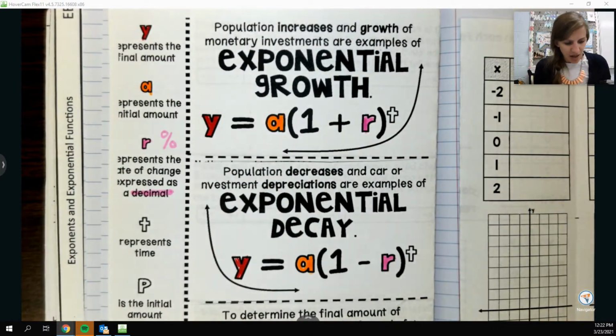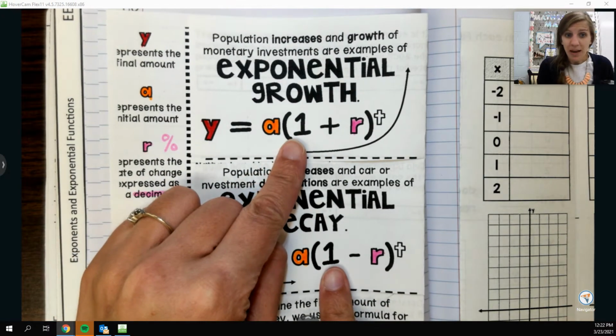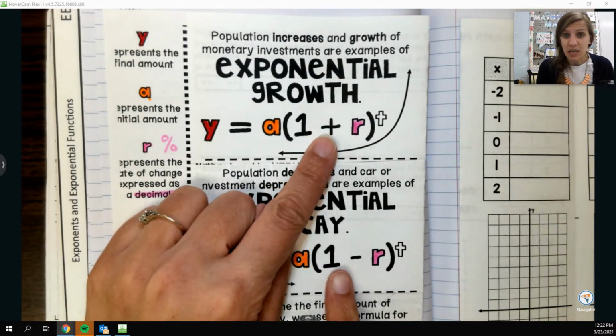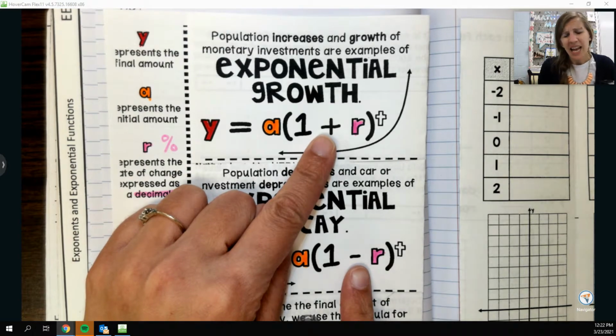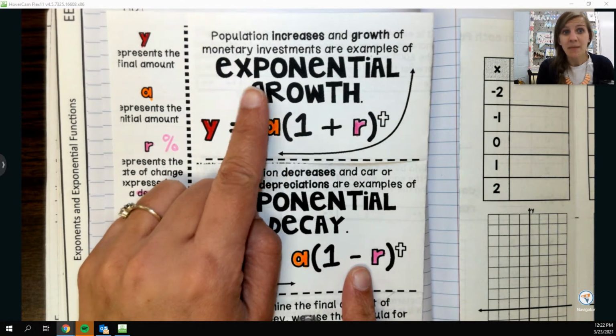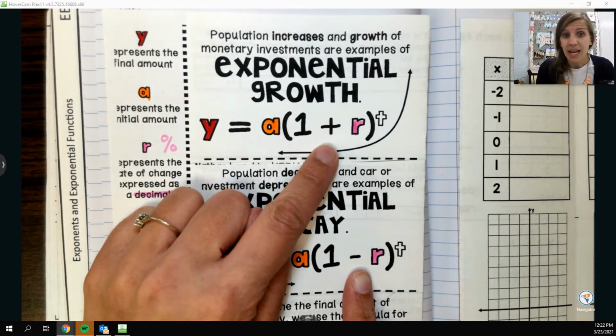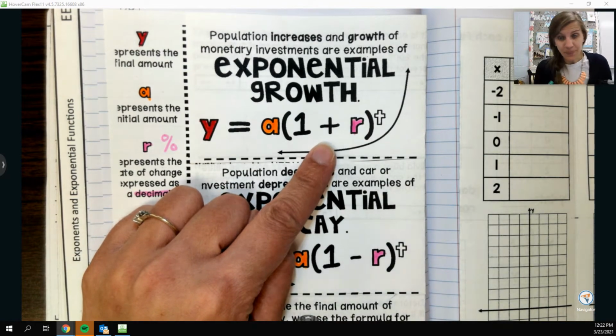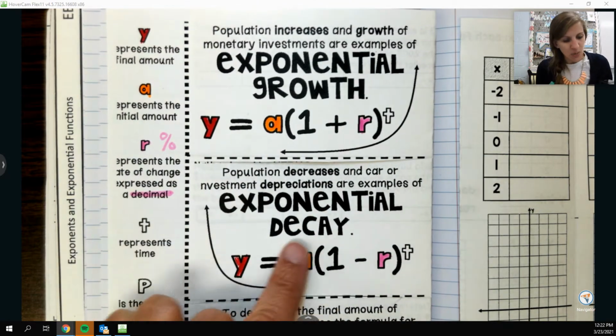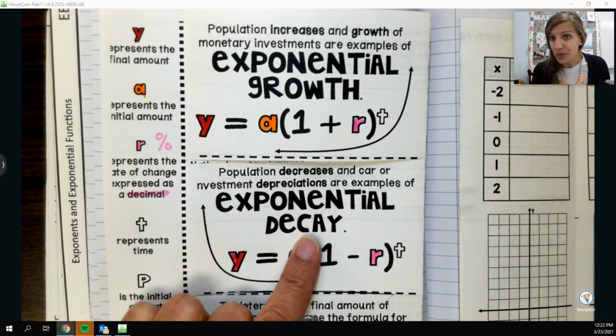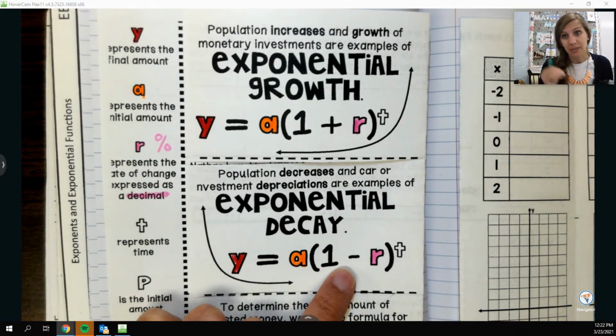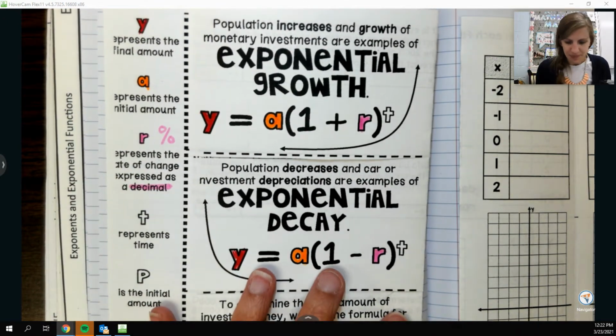And then if you notice, they both have a 1 in it. The only difference here is this one is a plus and this one is a minus. And hopefully that kind of makes sense. Like if I'm growing, then I should add and get bigger, bigger, bigger. Versus this one where it's decay or decreasing, I'm subtracting because I'll get smaller, smaller, smaller.